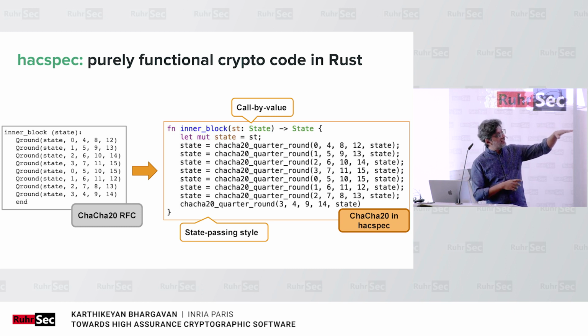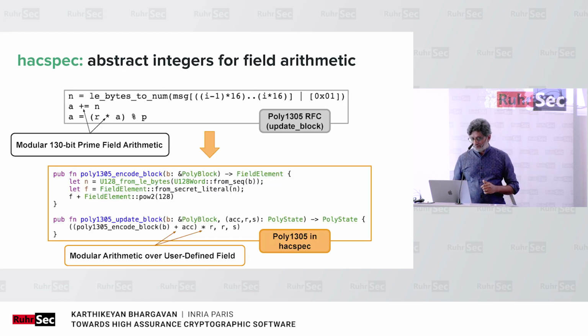But on the whole, this is what you call state passing style. So it's just sort of passing around the state. So it's still purely functional from the viewpoint of anybody who's calling this function. There's no external side effects. Here's a second example. This is from the Poly 1305 spec also, which is also in the same RFC.